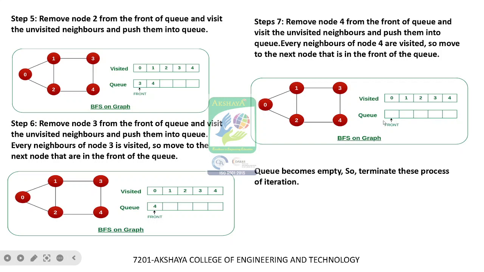So now we are checking whether the queue is empty or not. Yes, it is empty. So now we have visited all the nodes in the graph. So the process will be stopped. So this is the implementation of the BFS algorithm.